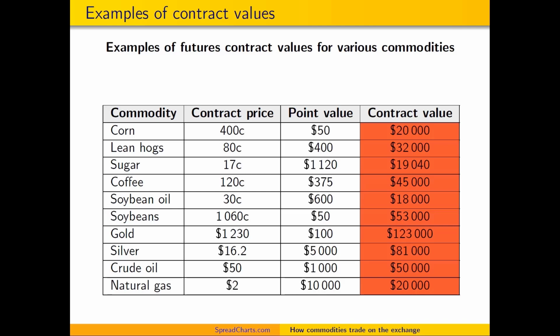Some of them are really high, like gold, for example. At $1,230, the gold's contract value is $123,000. The contract value is not static and moves with the changing price of the contract. Keep in mind our profits and losses are calculated right from this contract value.